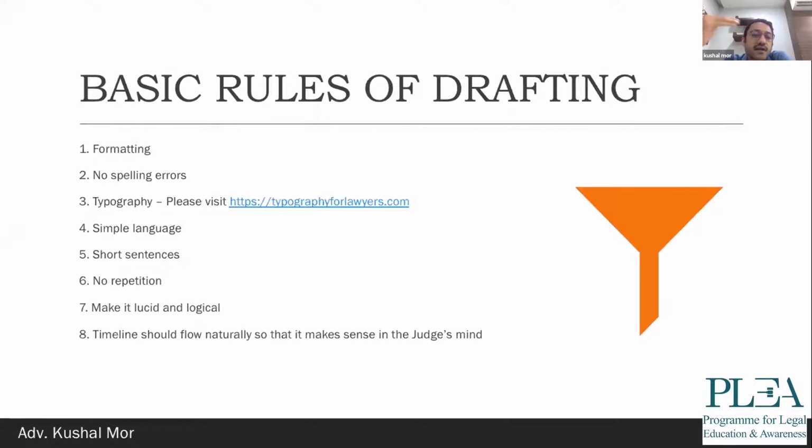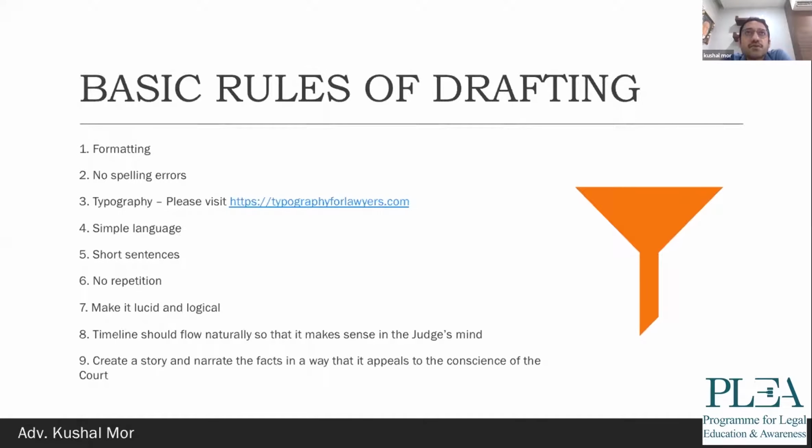Seven and eight are connected. You need to narrate the events as they have happened, so that when the judge is reading your draft, he doesn't need to look at anything else. He doesn't need to refer to the other documents. When he reads your draft, he is able to get the entire timeline of events logically, and he is able to follow the story.